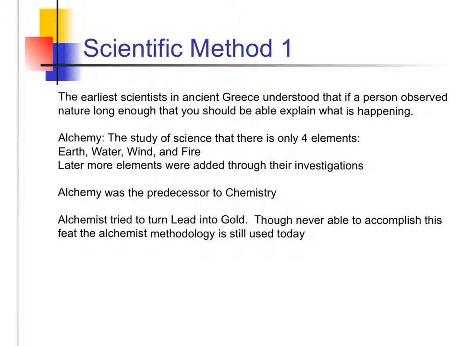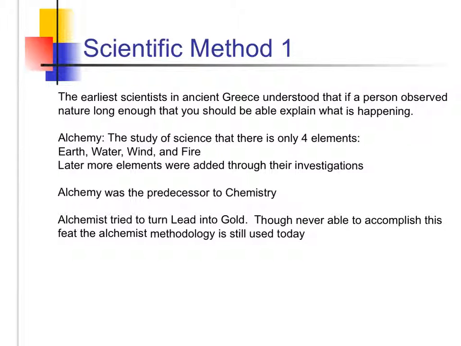To start going through some of the history of chemistry and science, ancient Egypt gave us a lot of math. Ancient Greece is looked at to give us more of our scientists and our philosophers, and very early ones gave us what's known as alchemy, where the first elements that were given are earth, water, wind, and fire. More elements were added later through their investigations, but alchemy was, for the most part, a predecessor to chemistry. It came before chemistry.